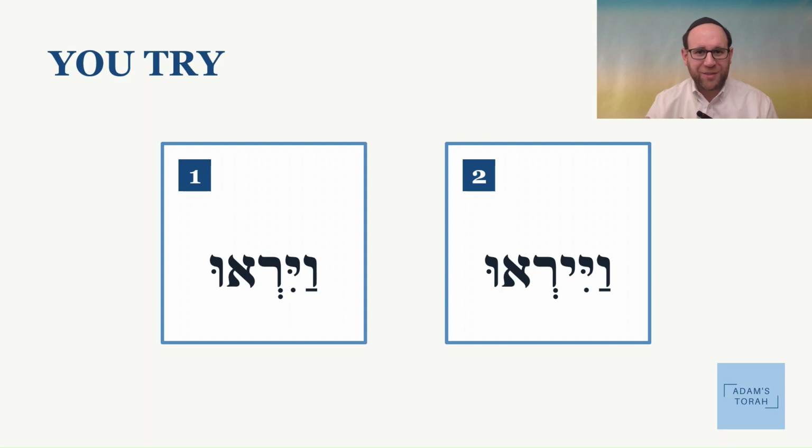Okay, hopefully you got a chance to pause. Here on the screen, we have almost identical words. What's the difference? The difference is underneath that second letter. In example 1, that's a chirik chaser, which means it's just a dot underneath. And example 2 is a chirik maleh. It's a dot followed by a yud. And that difference is going to be the difference between whether it's a shevana or a shvanach underneath the resh.